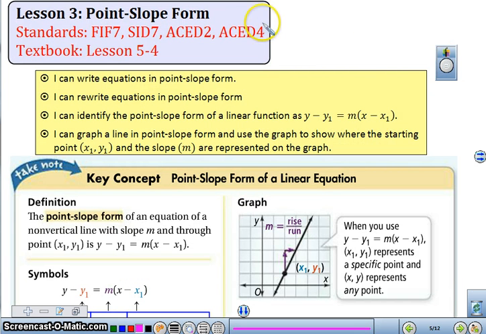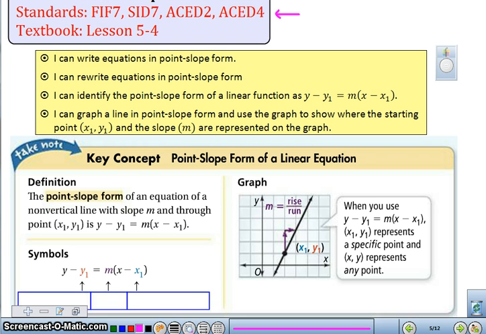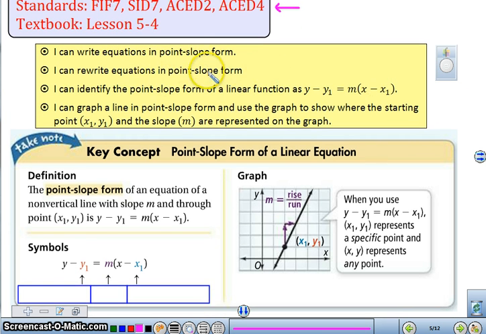In our lesson today, lesson 3, point slope form, here are the 4 standards that we are looking at. This is lesson 5.4 in your textbook, and the I can statements are: I can write in point slope form, I can rewrite in point slope form, I can identify the point slope form of a linear function, looking at this key equation, and I can graph in point slope form.